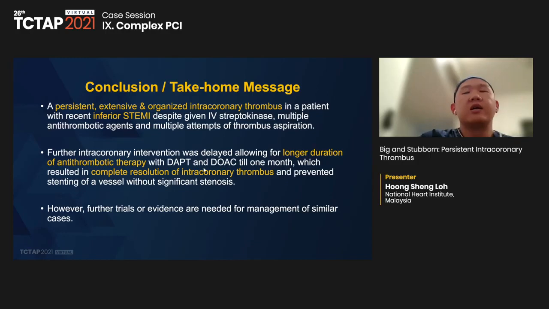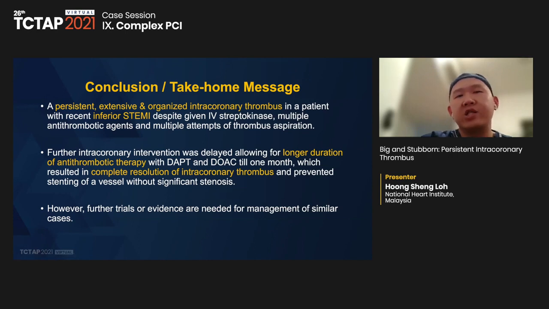For the conclusion, this case discusses a persistent, extensive, and organized intracoronary thrombus in a patient with a recent inferior STEMI, despite IV streptokinase, multiple antithrombotic agents, and multiple attempts of thrombus aspiration. Further intracoronary intervention was delayed, allowing for a longer duration of antithrombotic therapy with DAPT and direct oral anticoagulant for 1 month, which resulted in a complete resolution of the intracoronary thrombus. Also, in this case, it prevented unnecessary stenting of a vessel without any significant stenosis.